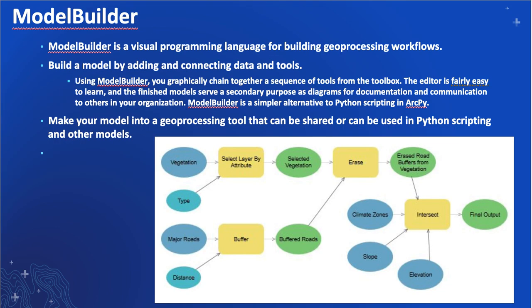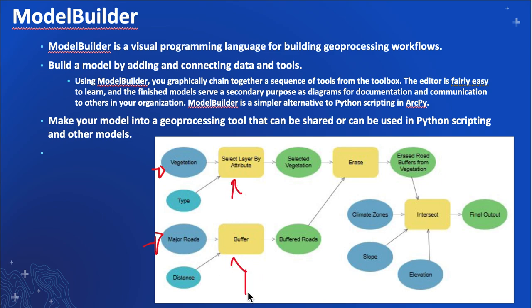Next, I want to talk about Model Builder. We are familiar with Model Builder, but the reason it's important for this topic is because Model Builder is a visual programming language for building geoprocessing workflows. And you can build a model by adding and connecting data and tools like we see here. We have two data sets: a vegetation layer and a major roads layer. And we have our tools, which are select by attribute and buffer.